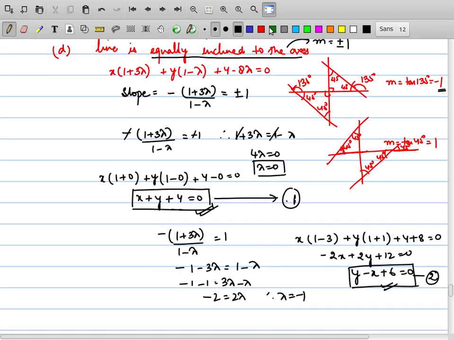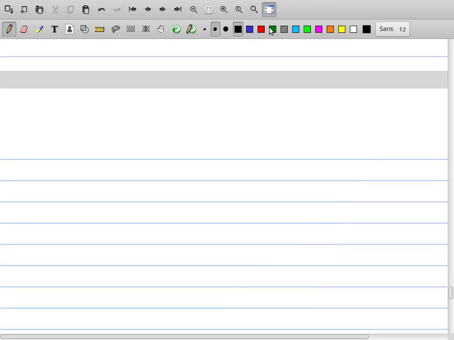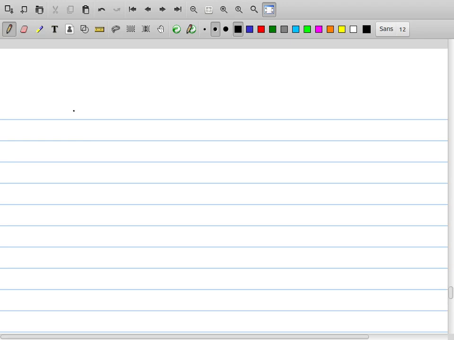Now we continue our question further. We'll take one or two more cases. Let's say part E: the perpendicular distance of the line from origin is root 5.